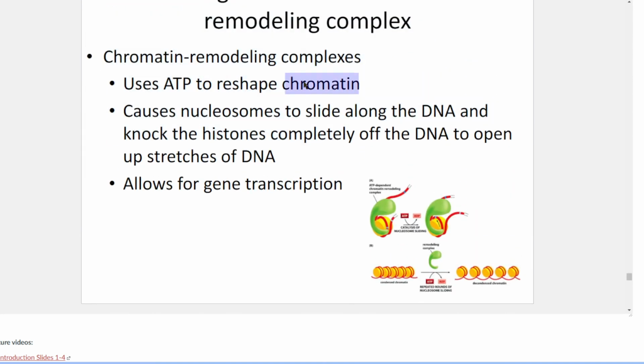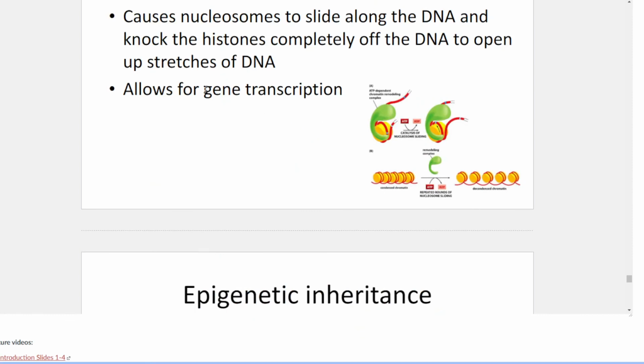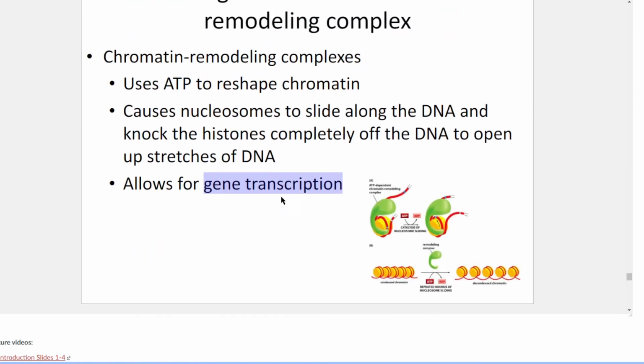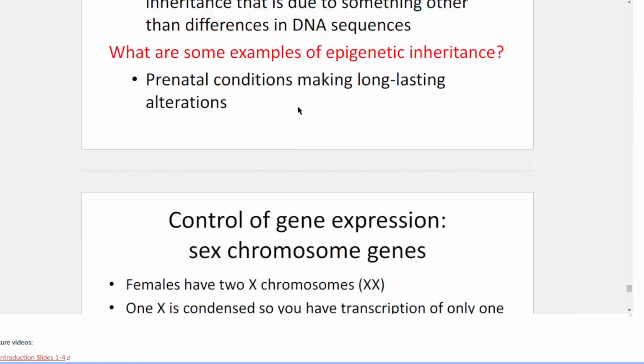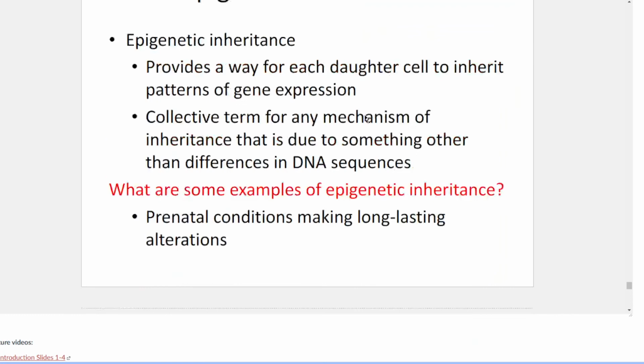So chromatin remodeling complex. We're going to use ATP to reshape chromatin. That's just another way to enhance the ability to transcribe. So you're able to knock off those histones and the DNA is able to unwind some more so that you can transcribe more DNA. We're on the last 3 slides.